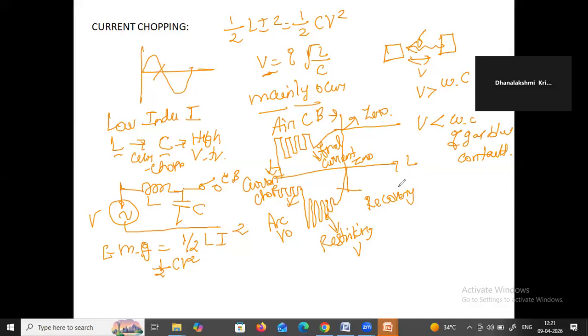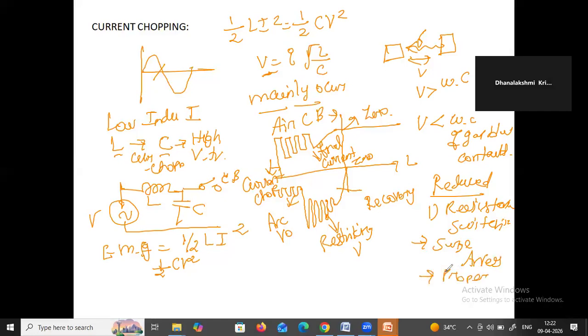It can also be reduced by using resistance switching and surge arresters, and proper circuit breaker design also reduces current chopping. So current chopping means the premature interruption of current before its natural zero, causing high overvoltage in an inductive circuit. So how do we reduce current chopping?